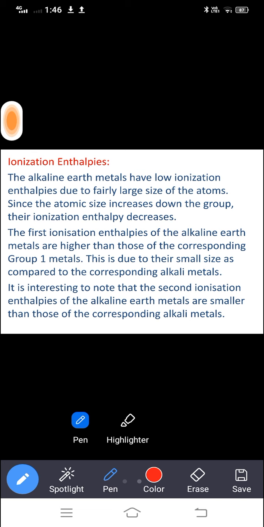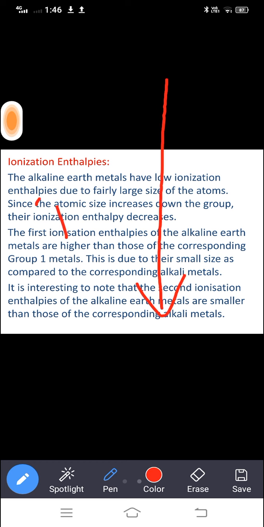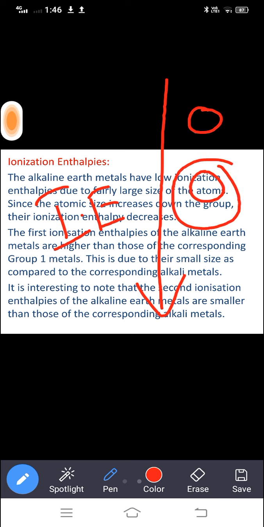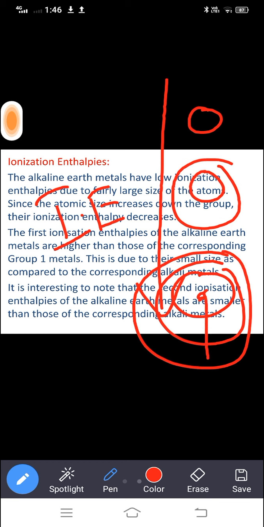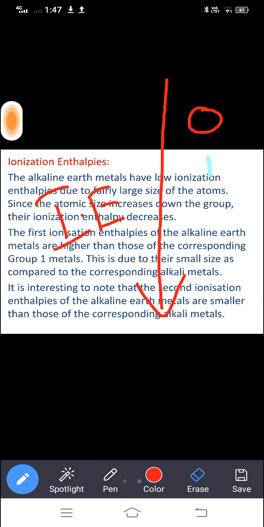Then another one. The first ionization enthalpy: as a general concept, when you move down the group, the ionization enthalpy decreases. In that there is no doubt. Why does the ionization enthalpy decrease when you move down the group? Because the number of shells keeps on adding. As the number of shells adds, the nuclear force of attraction becomes less. When the nuclear force of attraction is less, we can remove the electron very easily. Due to that, the ionization enthalpy decreases when you move down the group.